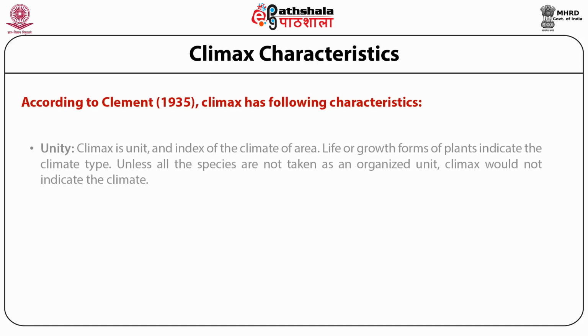The first is unity. Climax is a unit and an index of the climate of the area. Life or growth forms of plants indicate the climate type. Unless all the species are taken as an organized unit, climax would not indicate the climate.